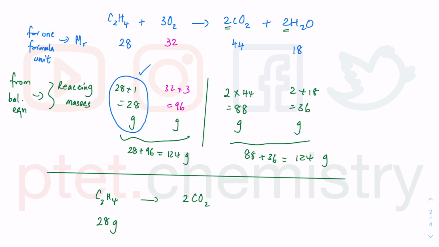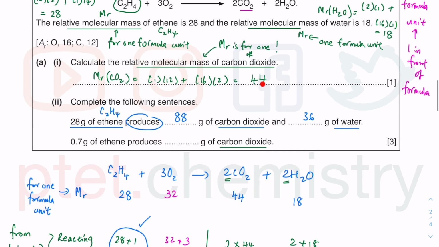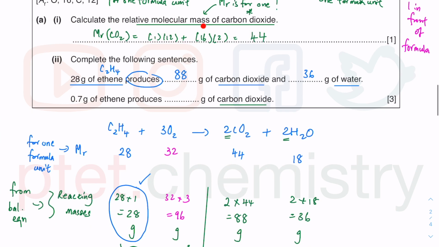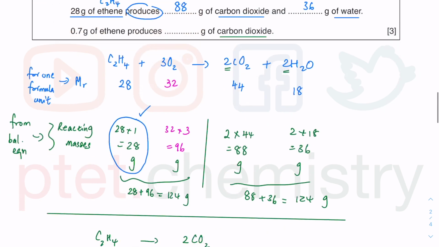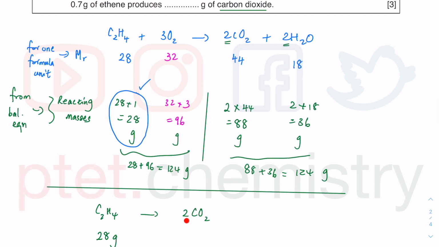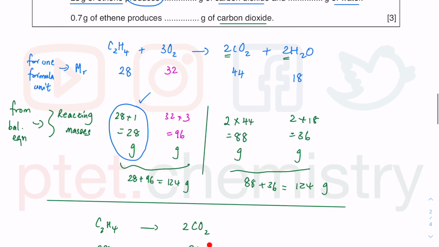And I will put 88 gram here, because 44 is the MR. MR, as we calculated, is for 1 unit, not for 2 units. MR, molecular mass, is for 1 formula unit. But from the balanced equation, that's why I write down the 2 there, it is actually 2 of that. So again, it's 88 gram. So 28 gram of ethene, C2H4, gives me 88 gram of CO2.